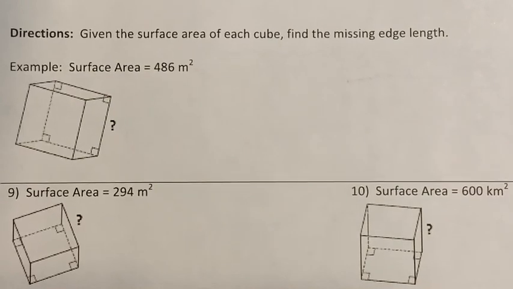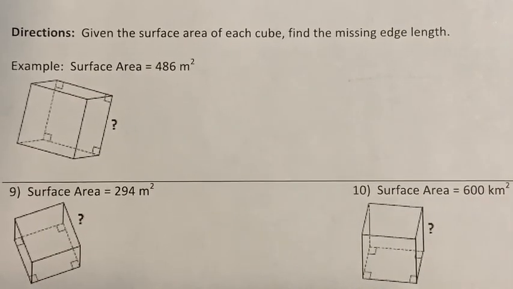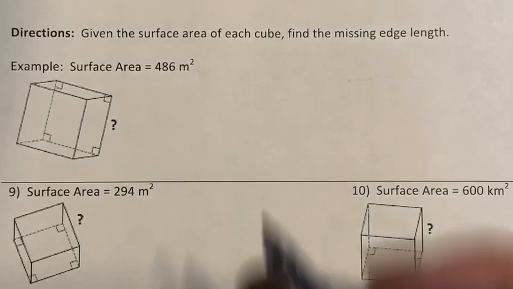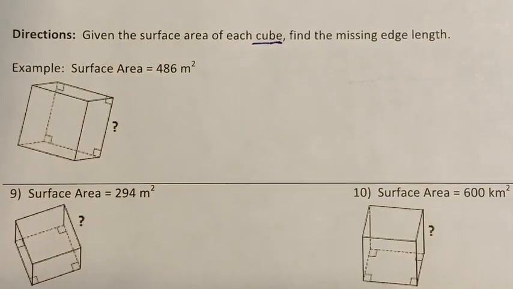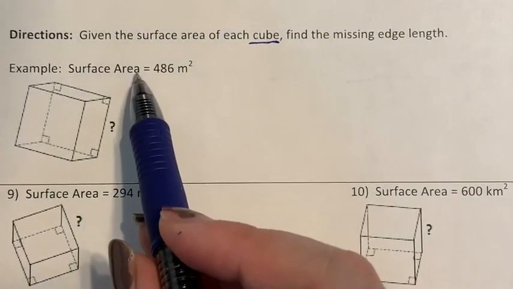So we did 2 examples for when you're given a rectangular prism and you have to work backwards to find the missing edge length. And now we will do 2 examples when you have a cube and you have to work backwards to find the missing edge length. So we will do a surface area example.